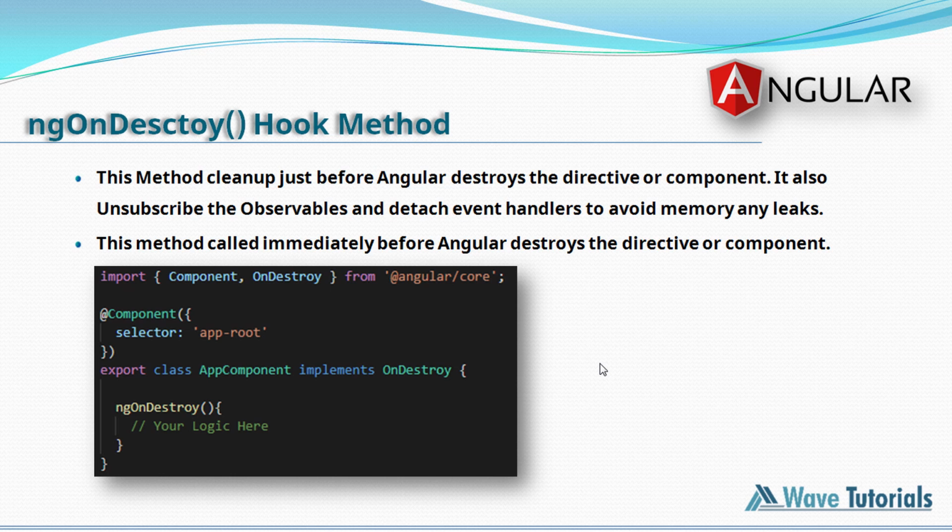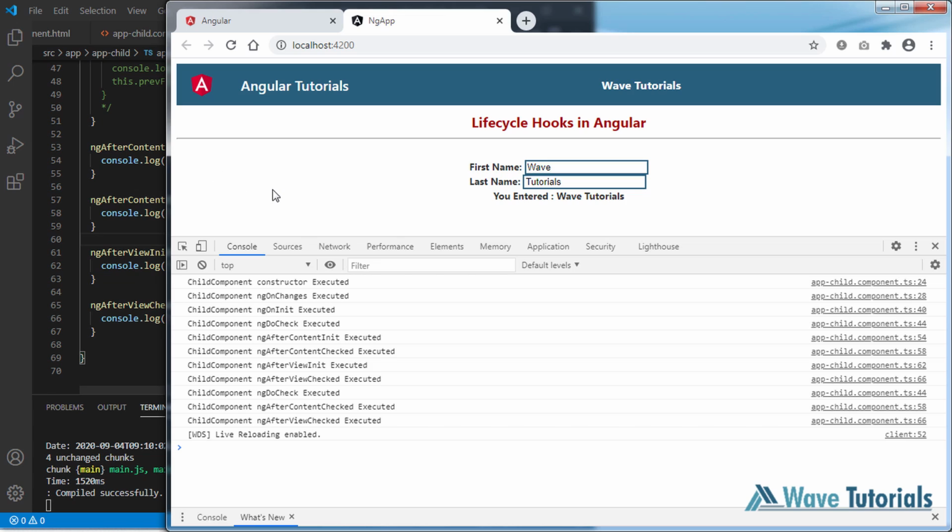So the next one is ngOnDestroy. This method cleans up just before Angular destroys the directive or component. It also unsubscribes the observables and detaches event handlers to avoid memory leaks. If you are not aware of what observables and event handlers are, I will create a separate video for this. So please get the link in the description. This method is called immediately before Angular destroys the directive. So for this, let's create a scenario where we will check how we can destroy or how we can execute the destroy lifecycle hook method.